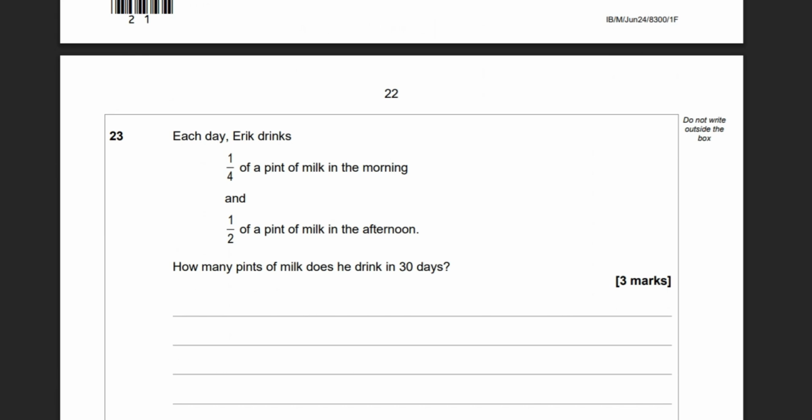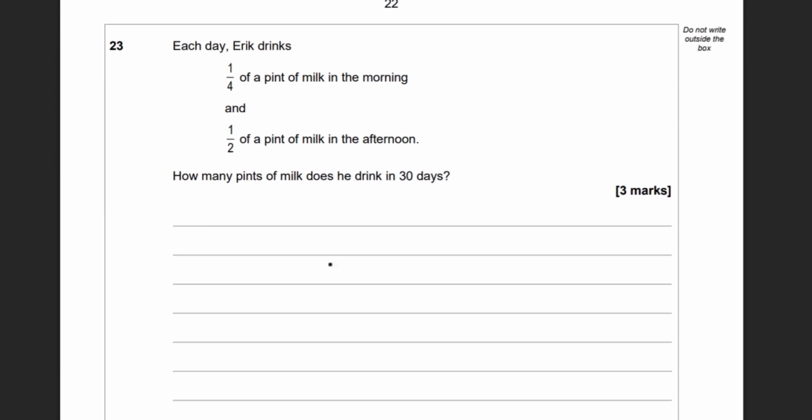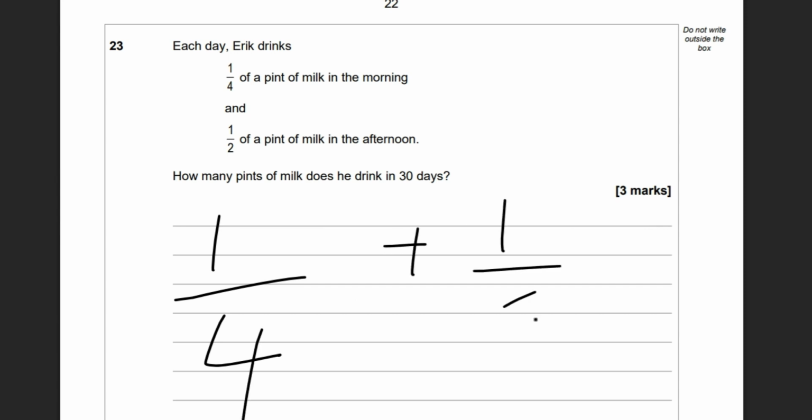Eric brings a quarter of a pint of milk in the morning and one half in the afternoon. How many pints of milk does he drink in 30 days? Let's get one day, morning and afternoon. A quarter plus a half will give you 3/4. So in one day it is 3/4, because a quarter plus a half is 3/4.